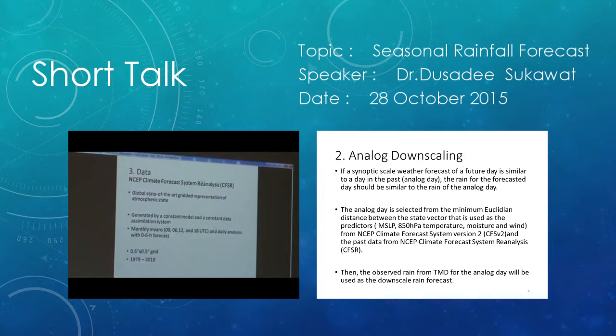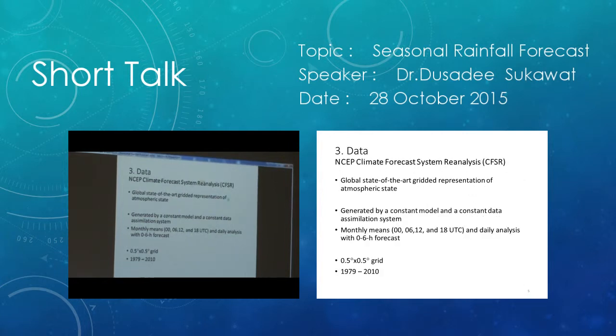As I said before, we have the NCEP Climate Forecast System Reanalysis. This is the climatology data, or the data from the past. It is one of the most reliable global climate data sets, and it has high resolution, 4 times per day. The resolution is about 50 by 50 kilometers. The data is from 1979 to 2010.